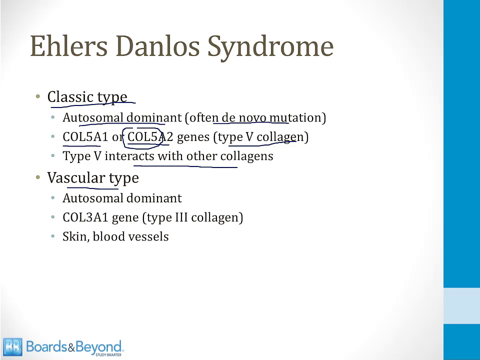The vascular type can also be passed through families in an autosomal dominant fashion. It is caused by problems in the COL3A1 gene, which codes for type 3 collagen. And this is called the vascular type because it's found in blood vessels. It's also found in the skin.